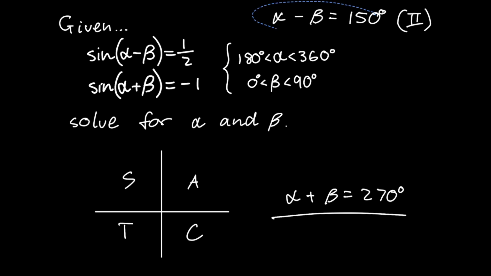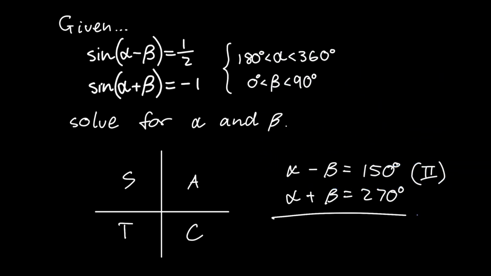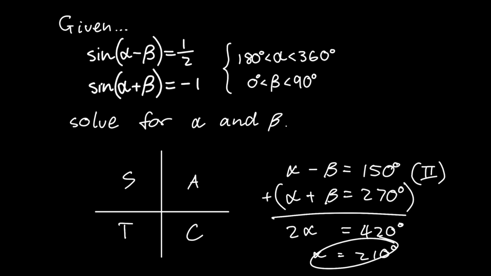So we'll get rid of that, and we'll try something else, or rather let's get rid of it more strategically. Let's put in this equation here, and let's try and solve the simultaneous equations using these. So we're going to add them, and once again we'll get 2 alpha, and negative beta plus beta is going to be 0, so those will disappear. And 150 degrees plus 270 degrees is going to be 420 degrees. Divide that by 2, and we get 210 degrees. And as you can see, 210 degrees does fit in that interval. So we're on the right track.